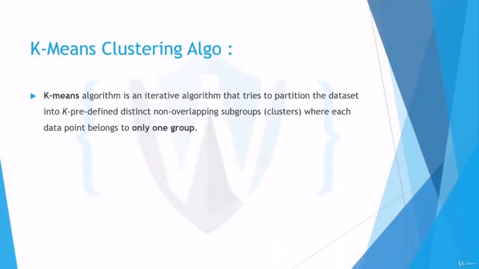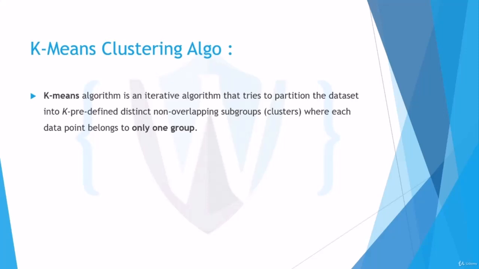So what is k-means clustering? The k-means algorithm is an iterative algorithm that tries to partition the dataset into k predefined distinct non-overlapping subgroups or clusters, where each data point belongs to only one group. So in simple terms, the k-means algorithm splits or partitions our dataset into different subgroups or clusters, and each data point will belong to a different subgroup.